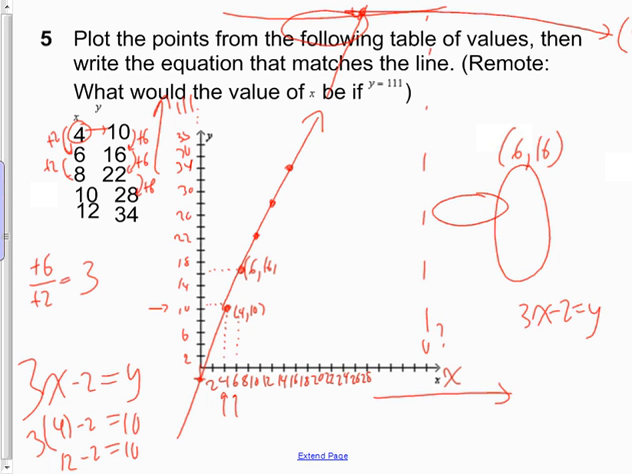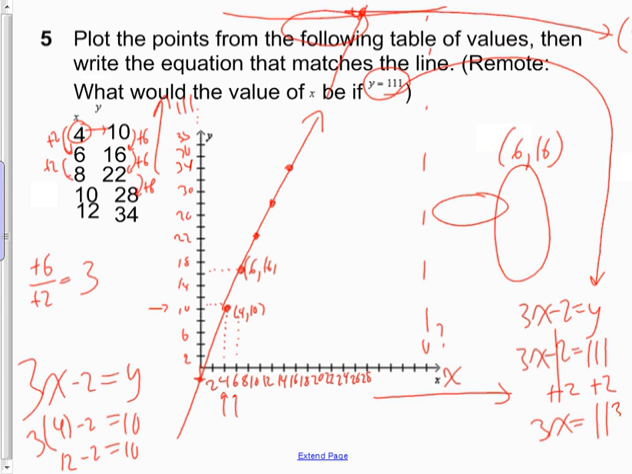Now, once you have that equation, what should you do next? Substitute right here. So substitute 111 for y. So 3x minus 2 equals, instead of y, I want to put 111. So when y is 111, what is the value of x? What I really have to do here is isolate the variable by adding 2 to both sides. 3x equals 113. Divide both sides by 3. I get x equals 37 and 2/3, or 37.6 repeating, correct? Anyone else get that?